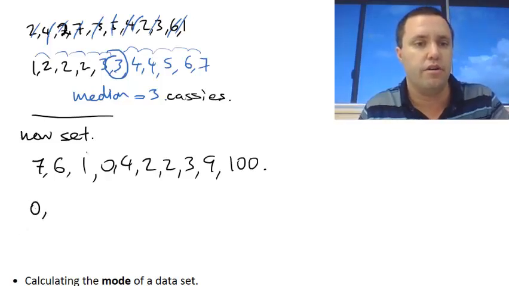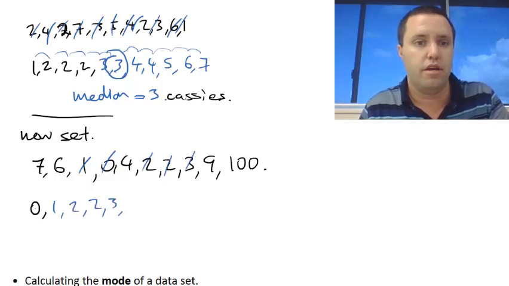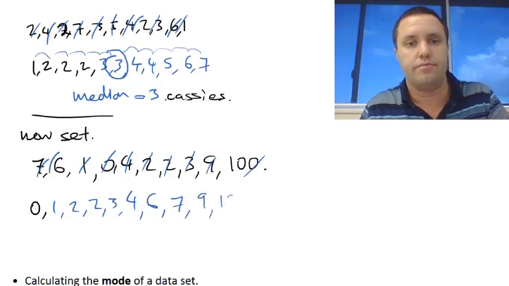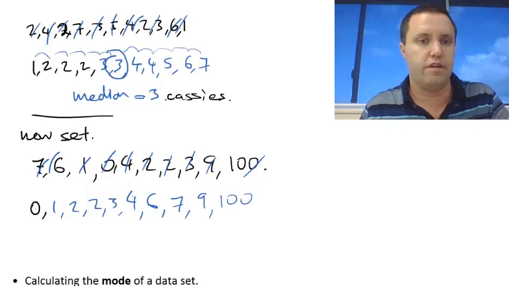Okay, so we first need to put this into ascending order. So 0, 0, 1, there are 2 2s, 3, 4, 6, 7, a 9, and a 100. 1, 2, 3, 4, 5, 6, 7, 8, 9, 10. Now because this is even, I need to go for my middle two numbers, which are 3 and 4.